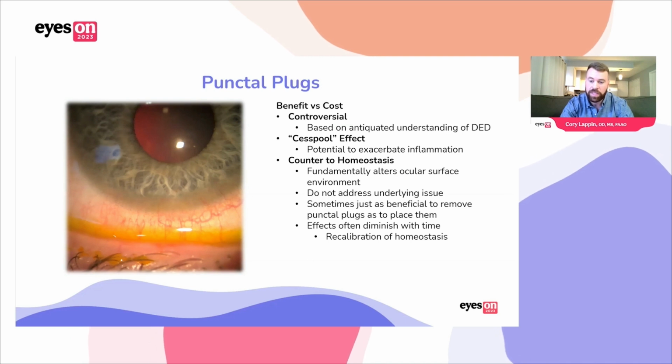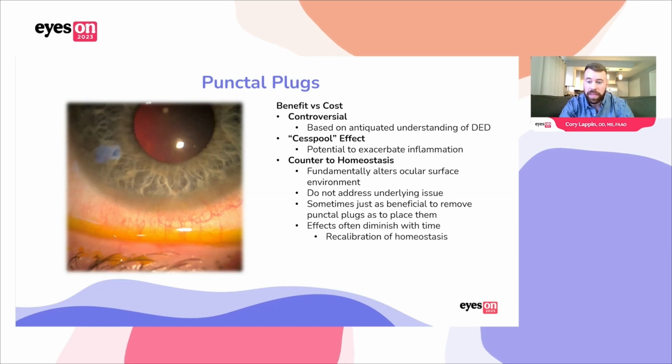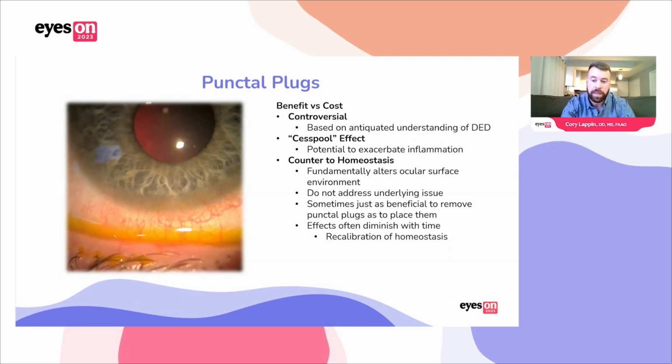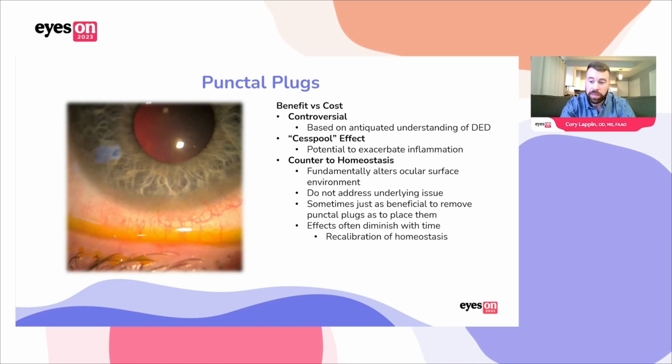And this is why some patients experience initial relief when plugs are placed that diminishes with time, as the body actually adjusts and adapts to its new homeostatic set point. And this picture is actually one of our patients who was experiencing chronic redness, burning, and epiphora that improved once we removed their plugs that had been placed previously. So sometimes it can be just as beneficial to remove plugs as it is to place them, especially in cases of dry eye where there is significant inflammation. However, there can be cases where the use of plugs may be warranted.